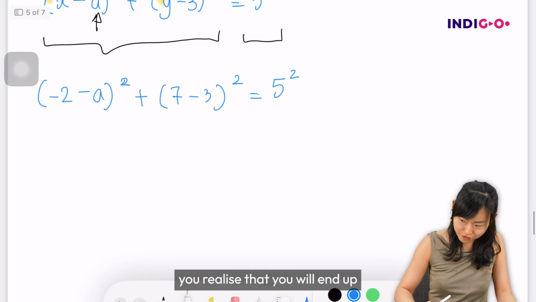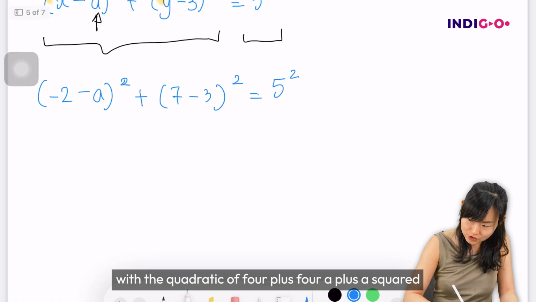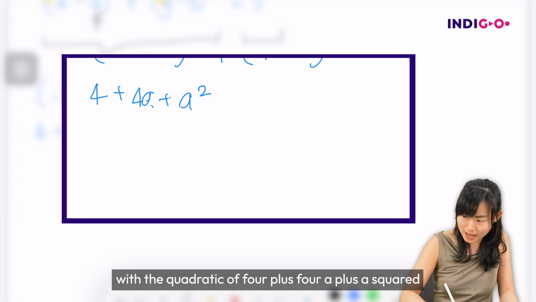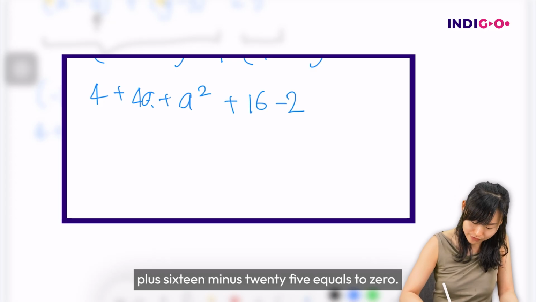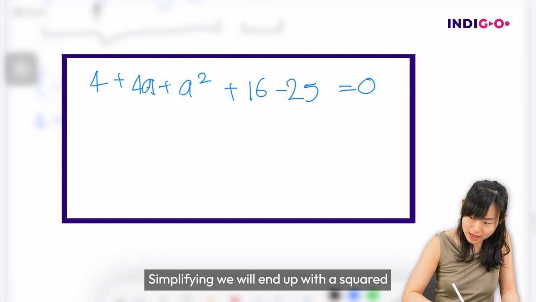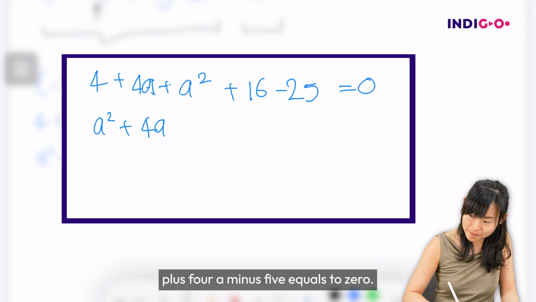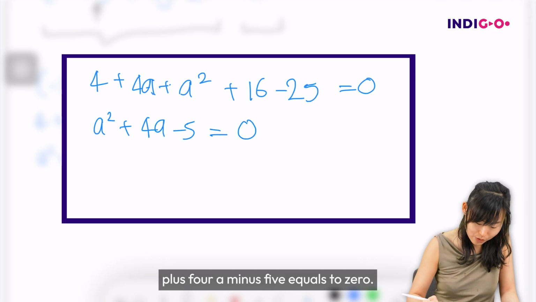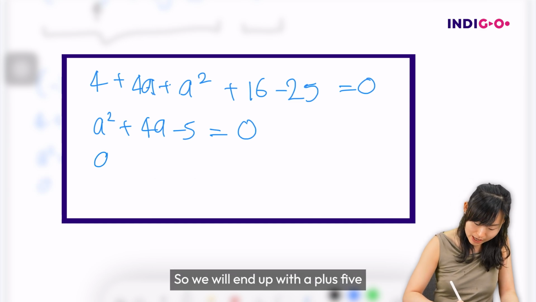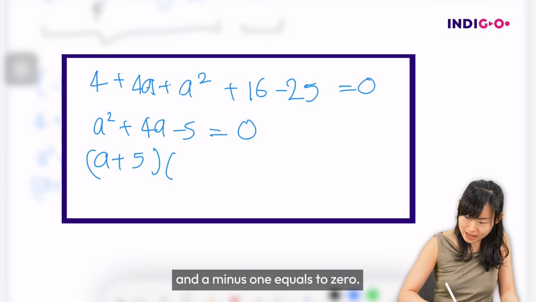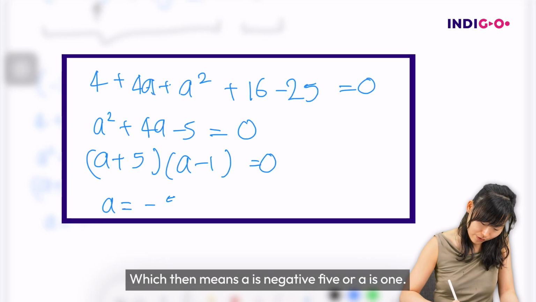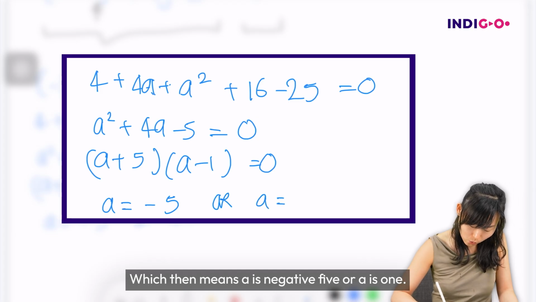So solving, you realize that you will end up with the quadratic 4 plus 4a plus a squared plus 16 minus 25 equals 0. Simplifying, we end up with a squared plus 4a minus 5 equals 0. Again, I'm going to factorize this, so we end up with (a plus 5)(a minus 1) equals 0, which means a is negative 5 or a is 1.